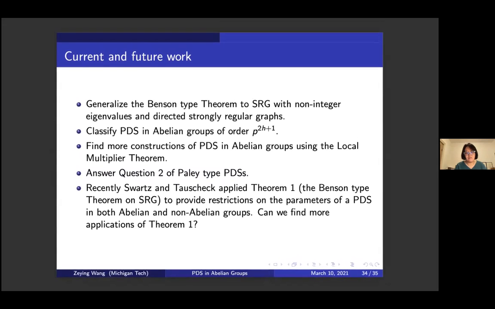Another point is that recently Eric Swartz and his student applied the Benson type theorem to provide restrictions on the parameters of PDS in both abelian and non-abelian groups. And this paper, I think, was just published recently by JCD. So can we find more applications of the Benson type theorem?